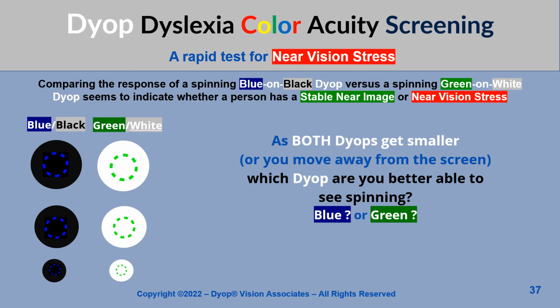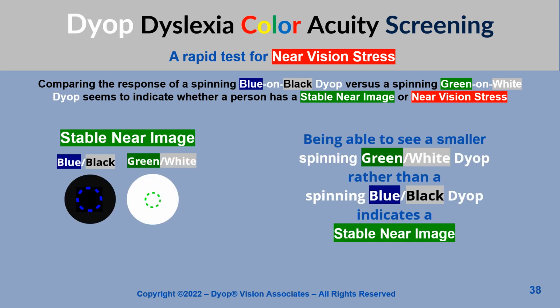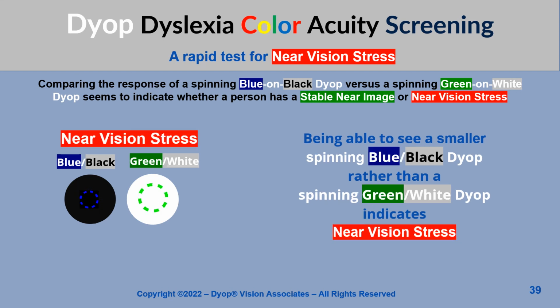A simple and rapid test for near vision stress is possible by using a blue on black diop versus a green on white diop to indicate whether or not a person has that near vision stress. As identical diameter diops get smaller or you move away from the screen, which diop are you better able to see spinning, the blue or the green? Being able to see a smaller spinning green on white diop rather than the spinning blue on black diop indicates a stable near image. Being able to see a smaller spinning blue on black diop rather than the spinning green on white diop indicates near vision stress.